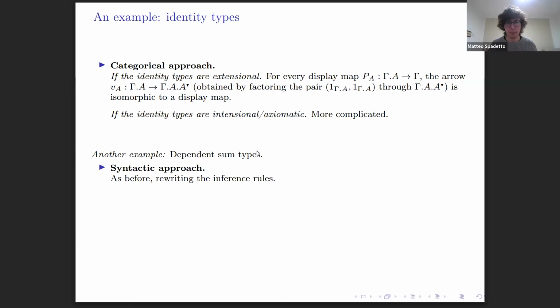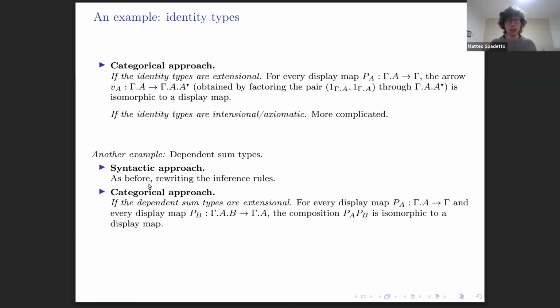Just to make another example, dependent sum types. In the syntactic approach, to identify a model, you do as before: you rewrite the inference rules in a display map category by means of choice functions, while in the categorical approach, at least when we talk about extensional dependent sum types, there's a way more compact condition.